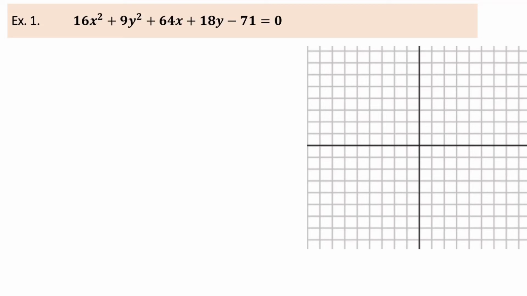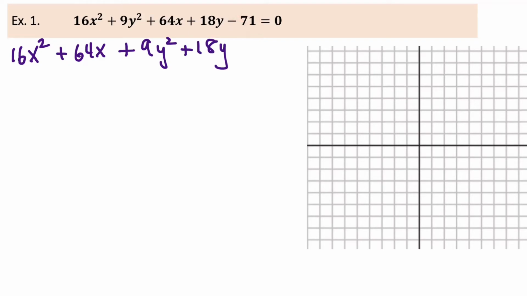So we have 16x squared, and I'm going to get my other x term. I have 64x, put those together. And then I'm going to group my y terms. I have 9y squared plus 18y. And I'm going to move my constant term over to the other side. So I can see here that I have 2 x terms and 2 y terms, which means I need to complete the square once for the x's and once for the y's.